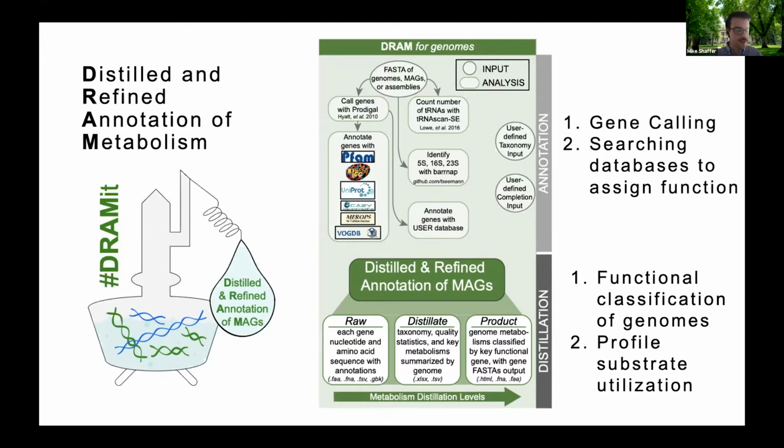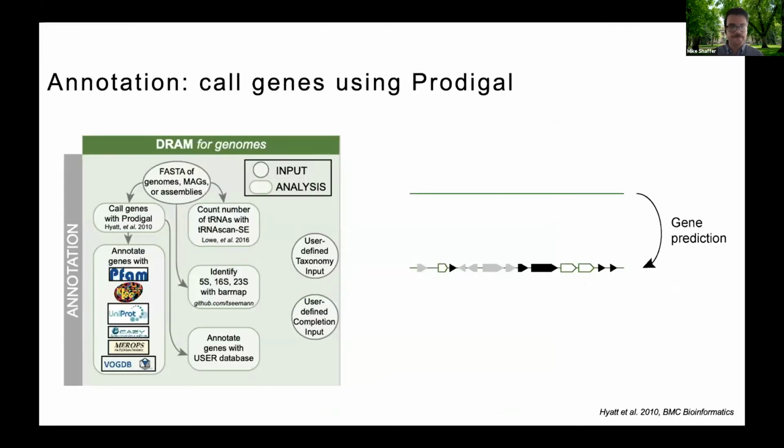and compare all of those annotations to a list of metabolic functions that has been curated by members of the Wrighton Lab as well as some of our collaborators. And so if we see a function or set of functions present, we'll say that this genome is capable of this set of functions. And then we can further distill those functional annotations to profile substrate utilization. And Kayla will go into this in more detail later.